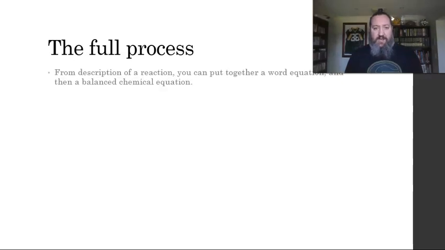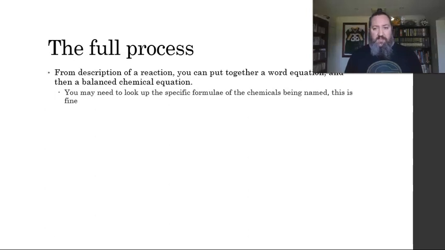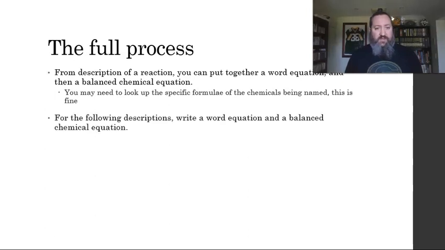Okay, a bit more practice now. So what we want you to have a look at is trying to take the following descriptions, write a word equation, turn it into a chemical equation, and then have a go at balancing it. So taking it through that full process that we've just looked at. So the 3 reactions for you to have a look at.